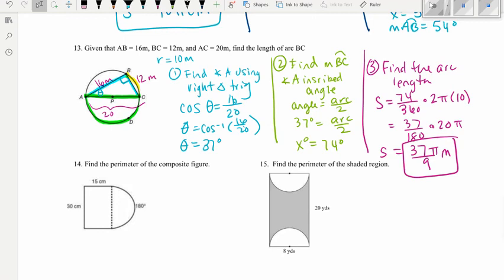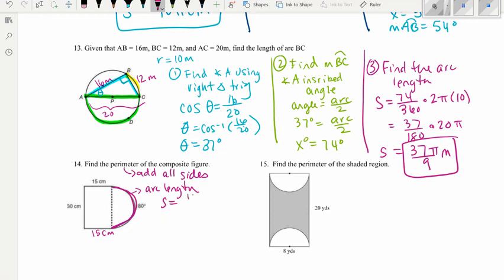So next question says we want to find the perimeter of this figure below. To find the perimeter, remember the perimeter means that you're going to add all the sides together. So we know this is 15 cm down here. This is half of a circle, and we know that because this is 180 degrees, so we need to find the arc length.